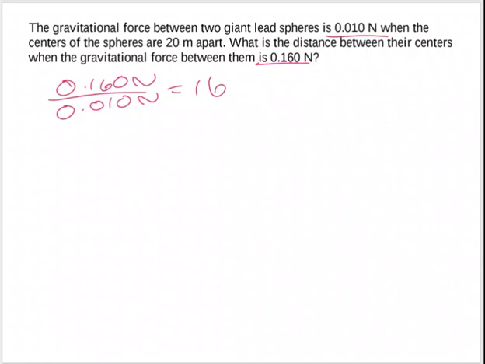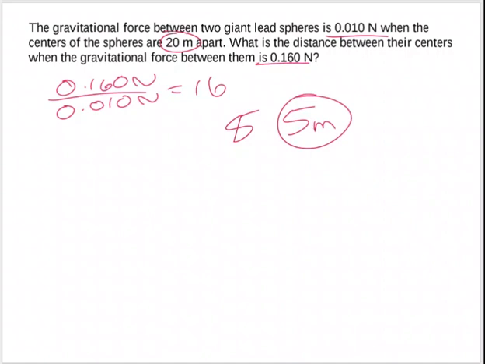Now that means that this factor was really squared. Since we're talking about 16, what squared became 16? 4. So that means we have a factor of 4 working on 20 meters. The centers of the spheres were 20 meters apart, and in order for me to wind up with this factor of 4, I'm dividing by 4 to get 5. So I wind up at 5 meters.